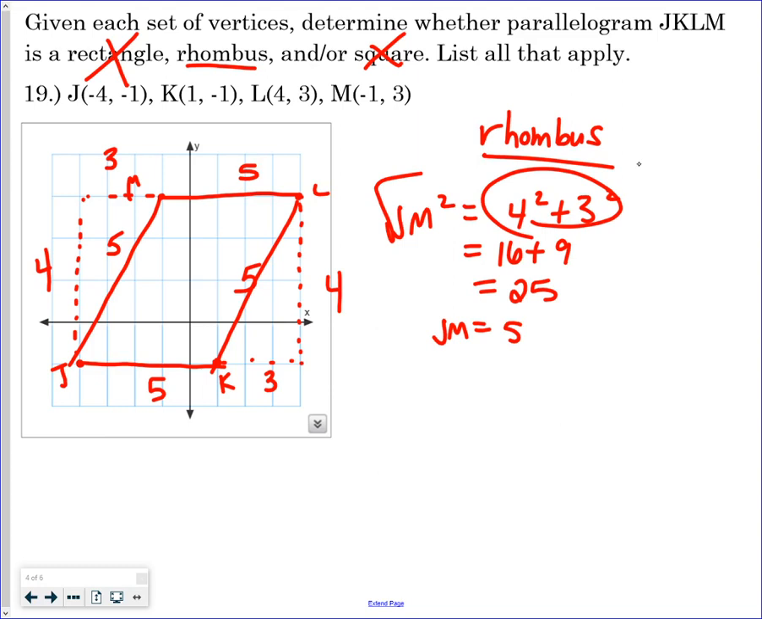Did I lose anybody? Okay. So if you want to draw this in your picture, maybe that would help too. You don't have to, but. All right, backside.